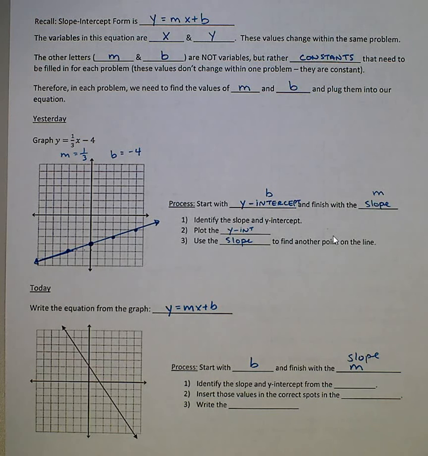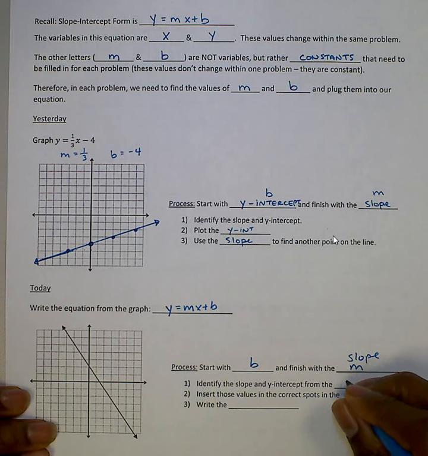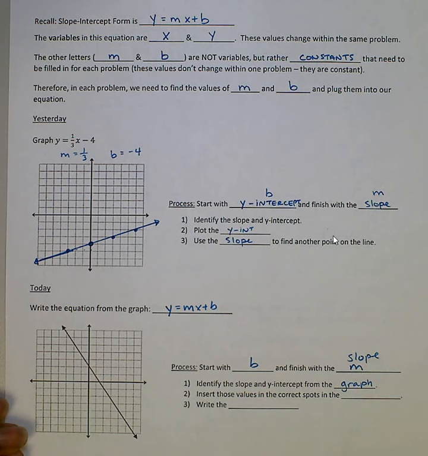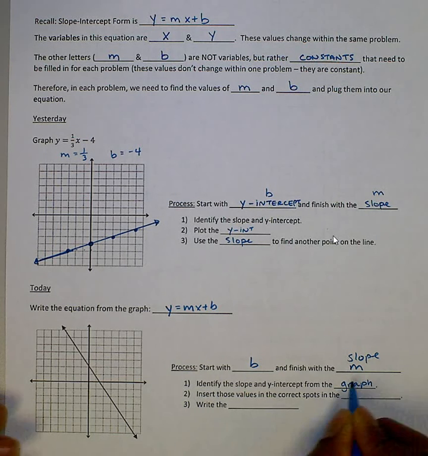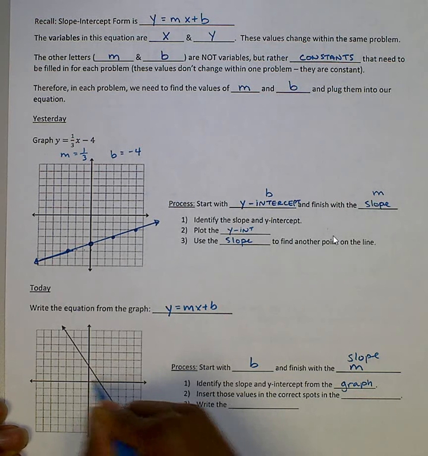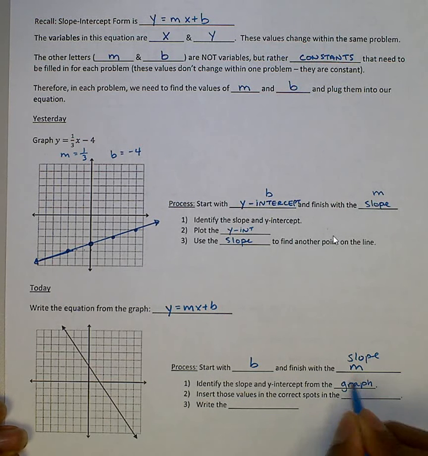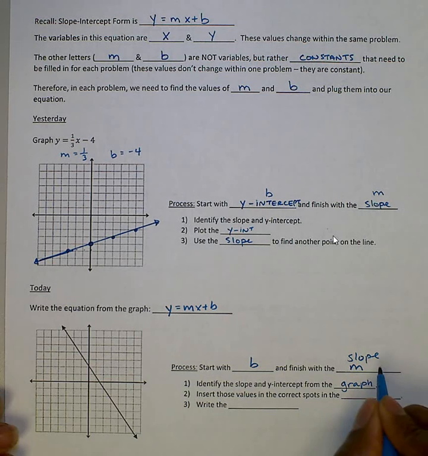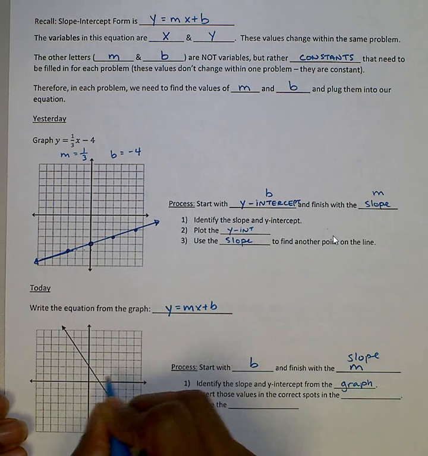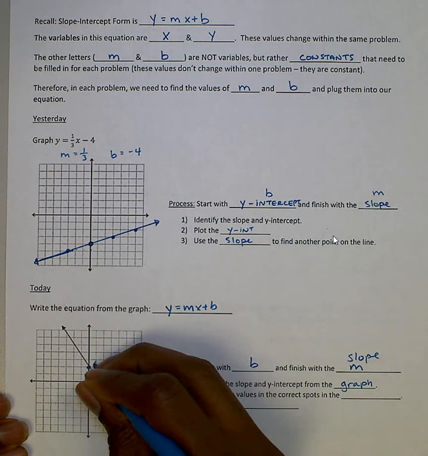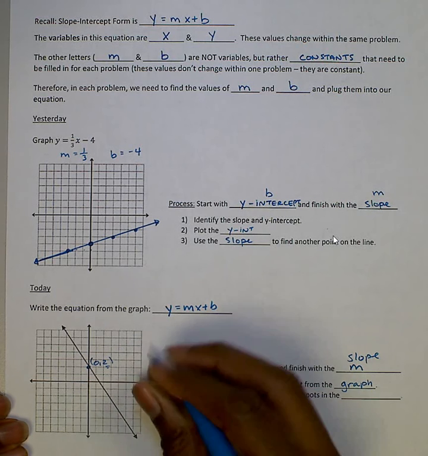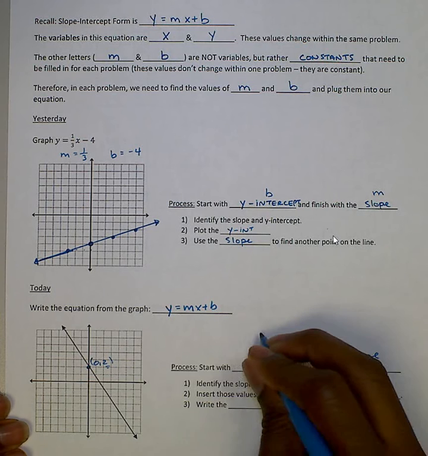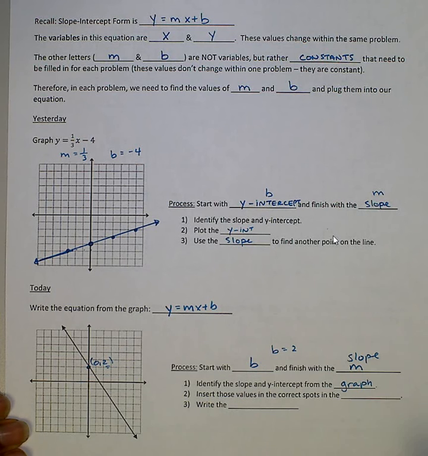We're going to identify the slope and y-intercept from the graph. We always say slope and y-intercept, but remember, we're starting with our intercept. Hopefully I've said that enough over the past week that you got that. So our intercept is here. This point is 0, 2. Our intercept is 2. So b equals 2.